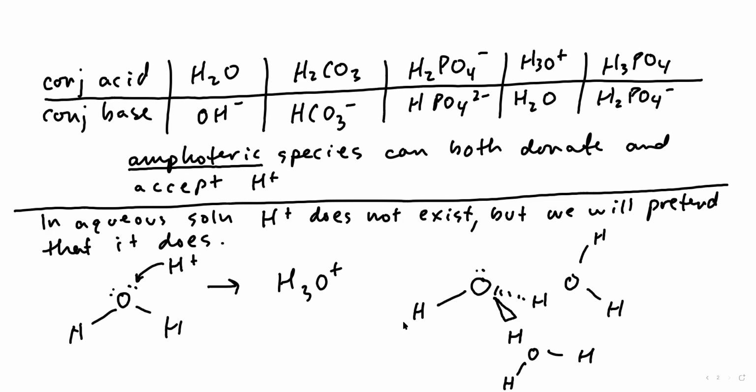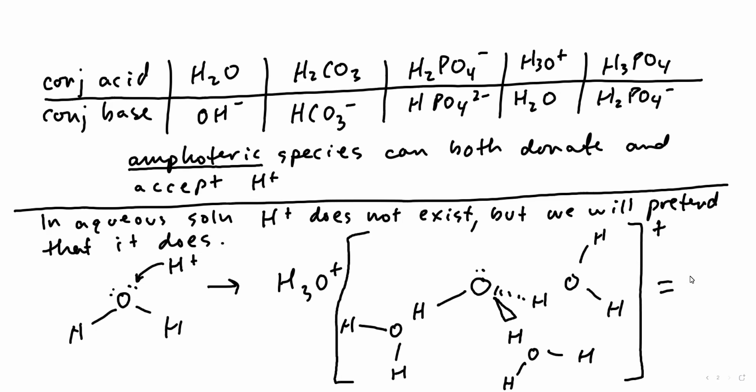And I'm not showing the lone pairs on the waters that I'm drawing in right now, but the bottom line is those O's are very negative. They're going to be attracted to the positive H's, and we end up really with a species that isn't exactly H3O+ or H+. Really effectively, water is existing in something like this with a positive charge. It really is kind of like H9O4+.